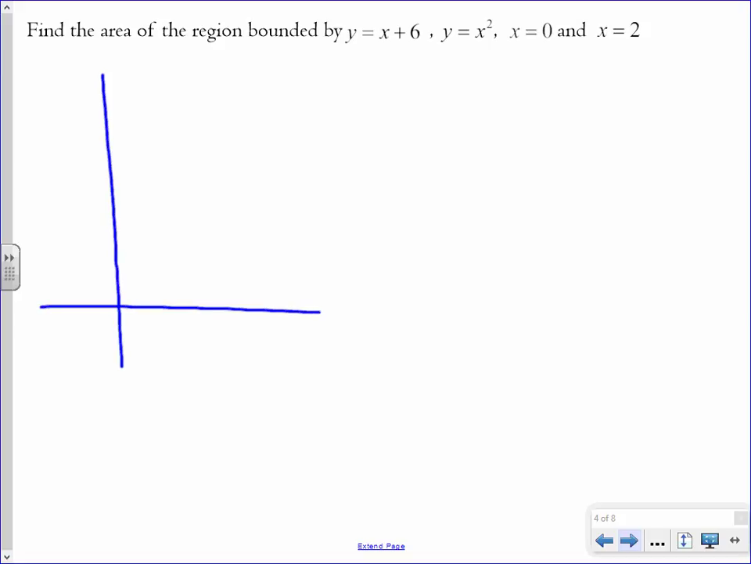y equals x squared. Looks like this, right? Okay. We have the line y equals x plus 6. 1, 2, 3, 4, 5, 6. So here's x is 6. We have a slope of 1.